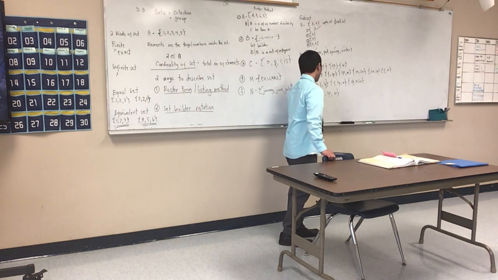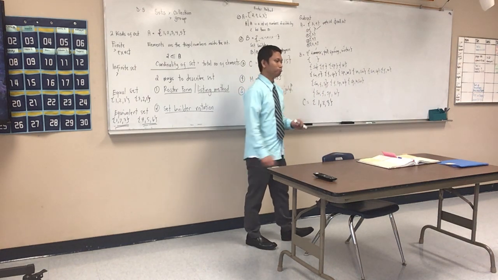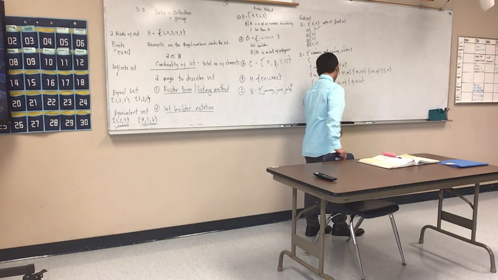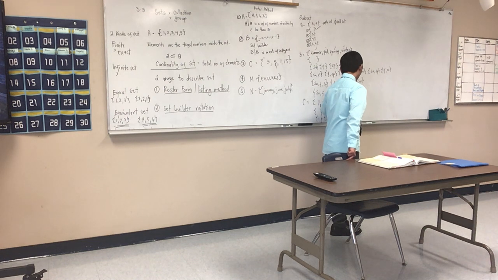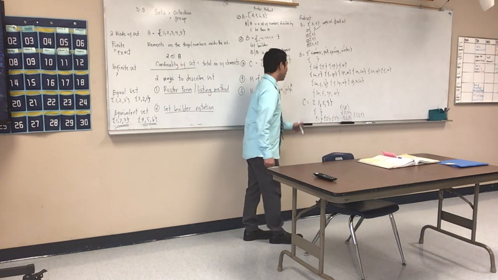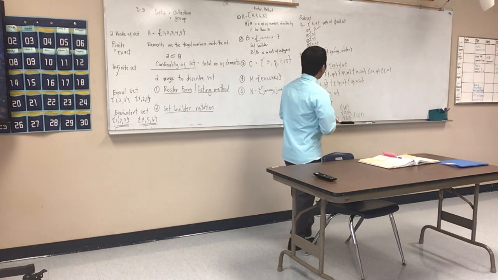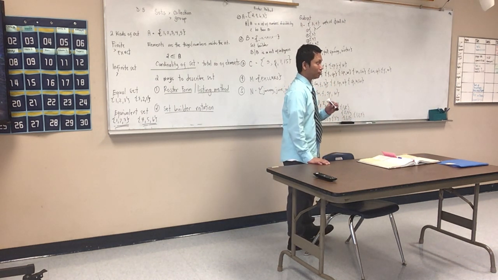Okay, anyway, how about set C? The elements are 1, 2, 3. What are the subsets here? We have the empty set. We have 1. We have 2. We have 3. We also have 1, 2. We have 2, 3. We have 1, 3. And we also have 1, 2, 3. Right? So we have 8 subsets. Okay, that is subsets. Is it clear?